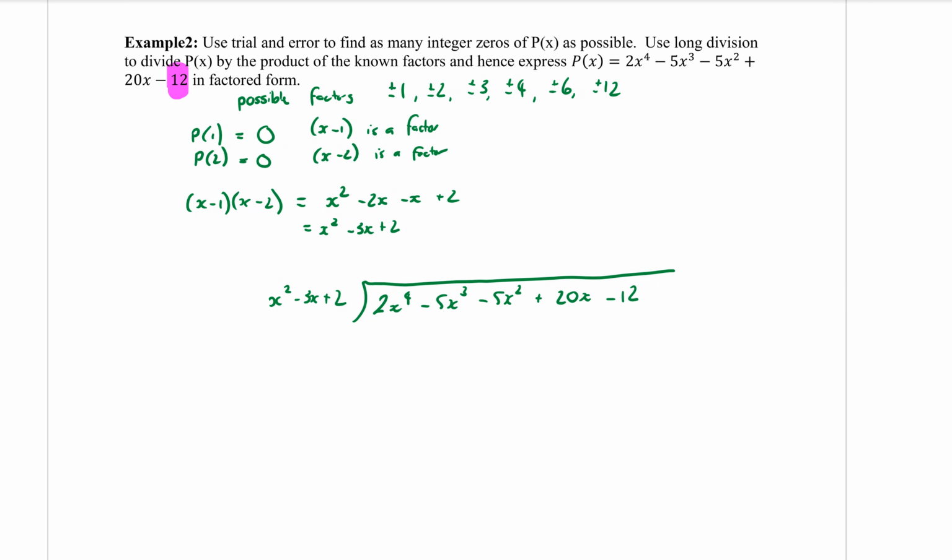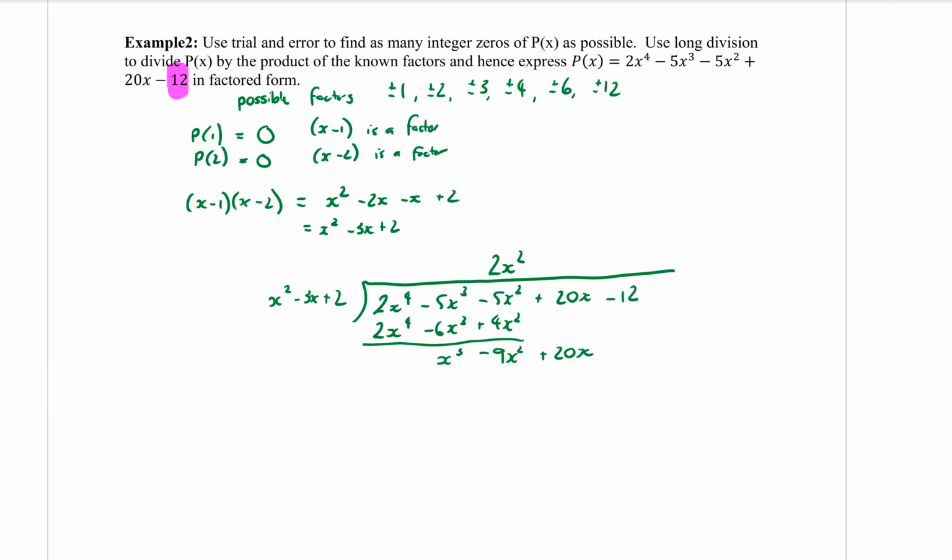Let's divide. 2x to the power of 4 divided by x squared is 2x squared. Timesing it back out makes 2x to the 4. 2 times 3 is minus 6x cubed. 2 times 2 makes 4x squared. Subtracting, the first ones cancel. Minus 5 plus 6 would make a positive 1x cubed. 5 minus 4 is minus 9x squared, and bring down the next term.